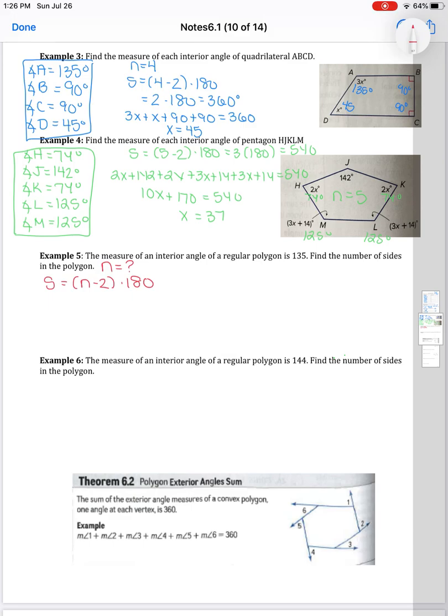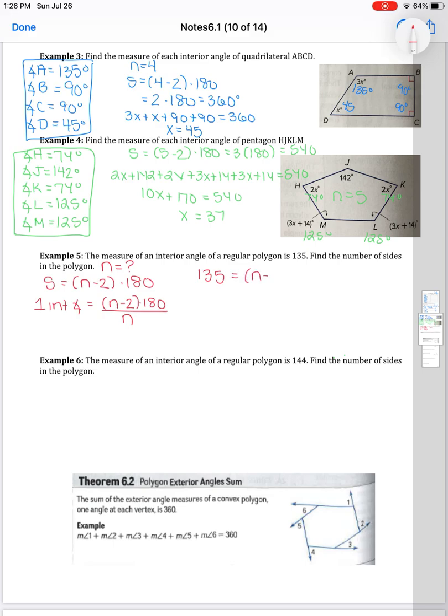All right, so now it says the measure of an interior angle. So we're given the interior angle of a regular polygon is 135, and we want to find the number of sides. So we do not know n. That is what we do not know. The only formula we have to work with is this guy right here, and we don't know n, so we don't know the right side.